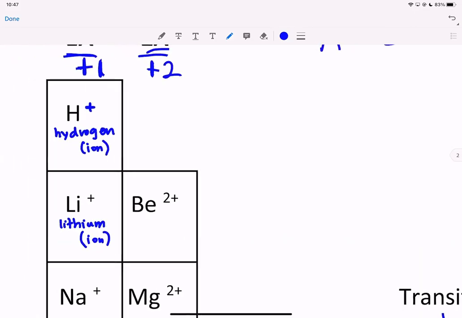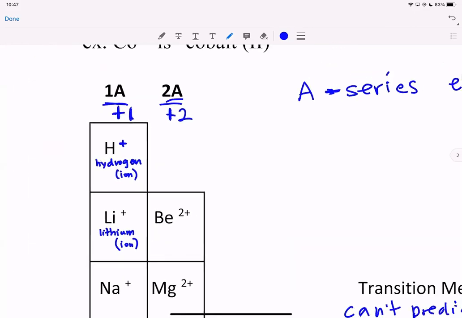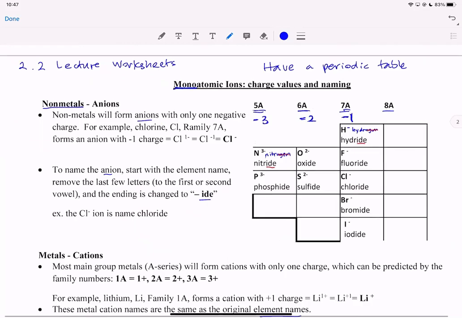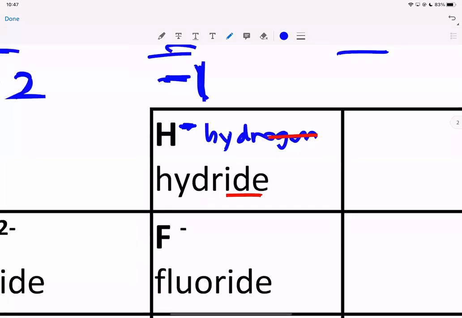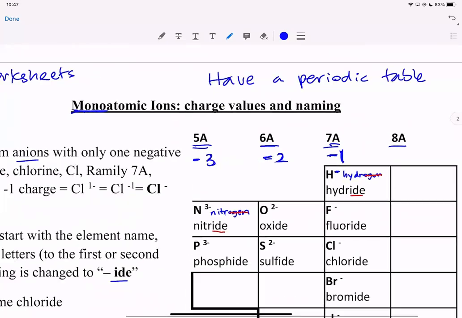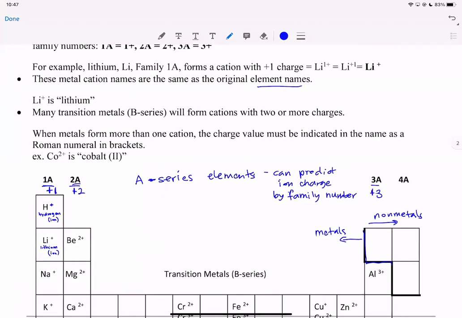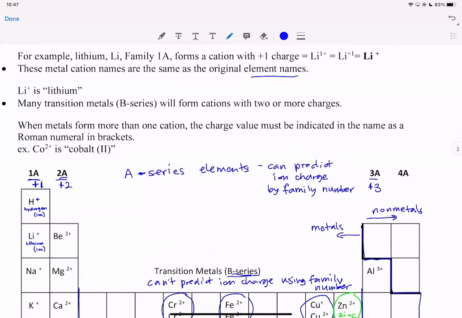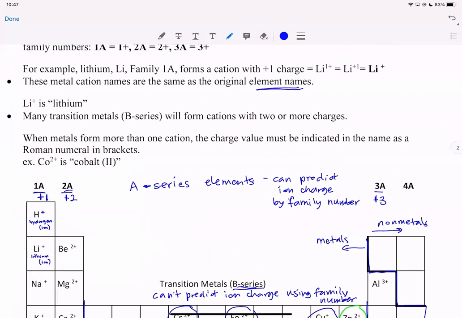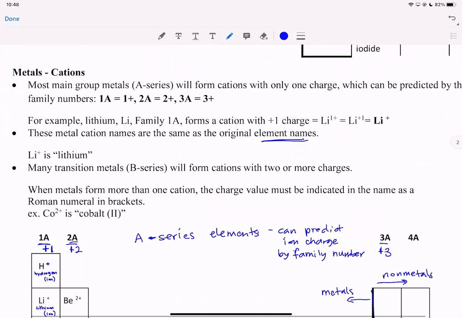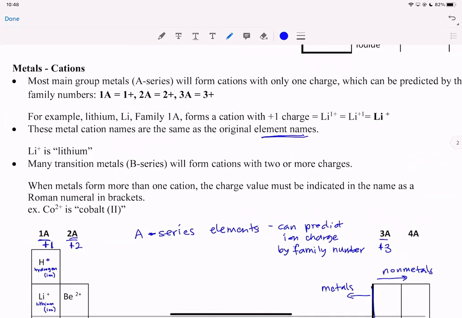Now I want to point out that this is different from the hydride, zooming in here, when you have hydrogen, that's the negative ion. So the negative ion has the IDE name ending, but the positive ion does not change the name ending. So zooming back out, you don't change any of the names when you have a positive charge. Great. The only complication of these metals are the ones that have more than one charge.